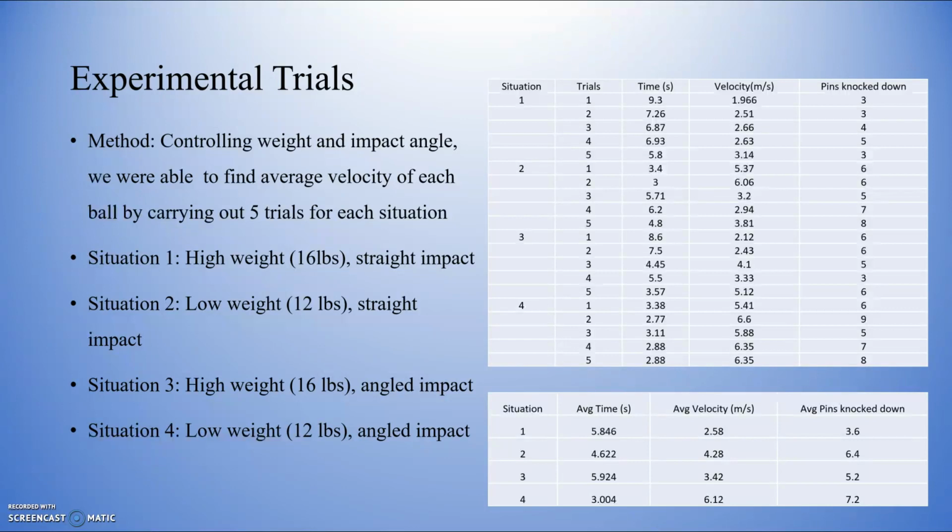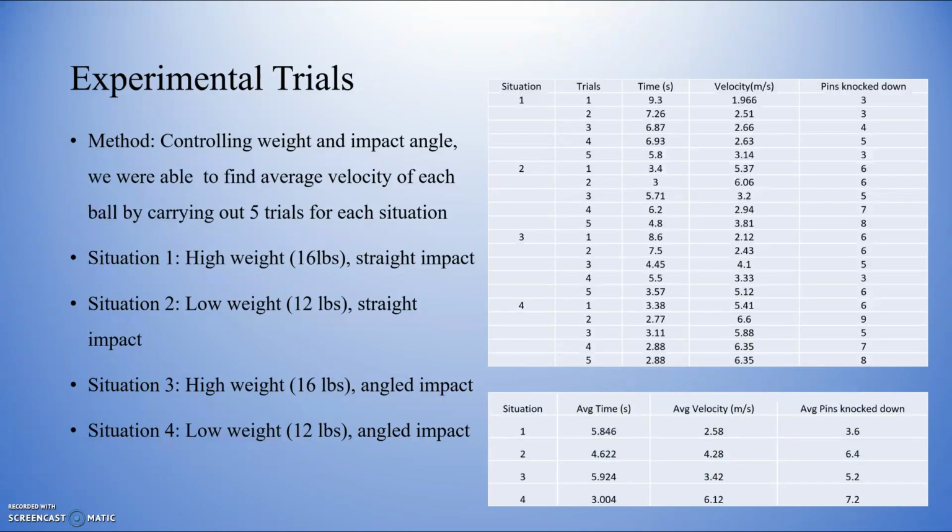In our experiment trials, we had 4 different situations with 5 different trials for each situation. We controlled the weight and the impact angle to find the average velocity for each ball. The 4 different situations were a high weight straight impact, low weight straight impact, high weight angled impact, and low weight angled impact. The 2 different weights used were 16 pounds and 12 pounds.